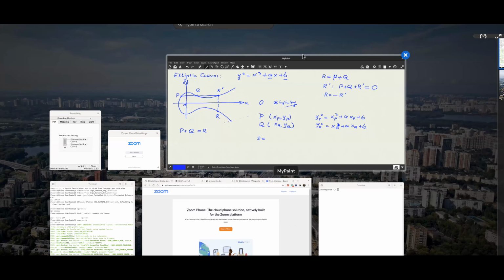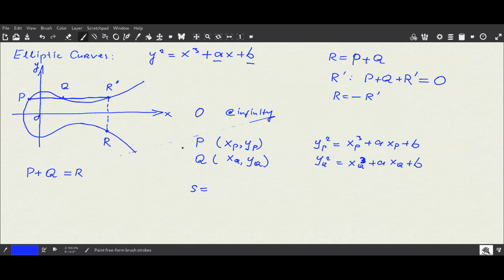Okay, my apologies. So then the tangent of this line is, obviously, yp minus yq over xp minus xq. And then the whole line can be represented as y equals sx plus some, let's say, d.